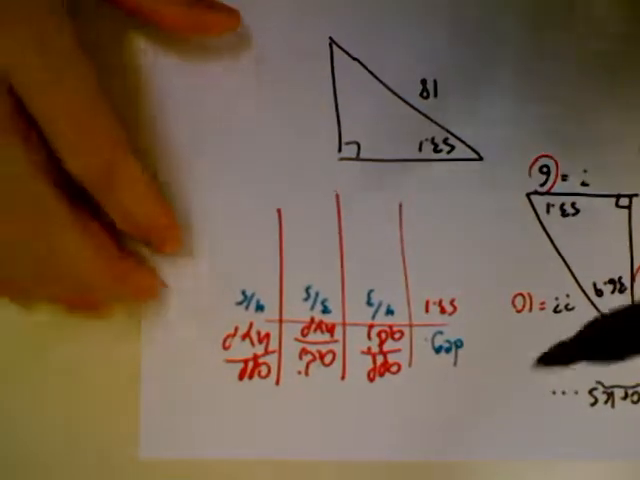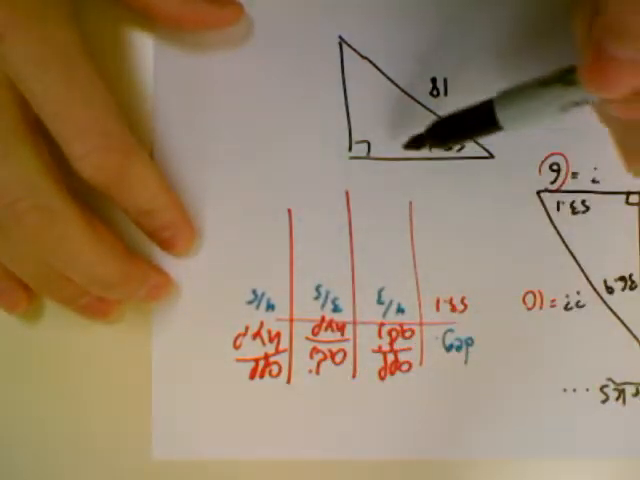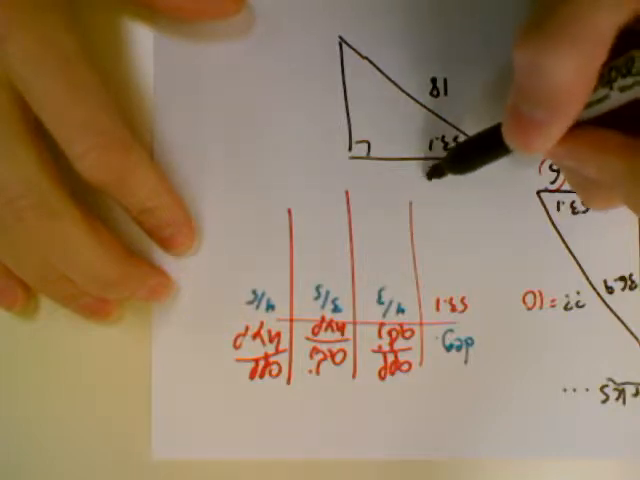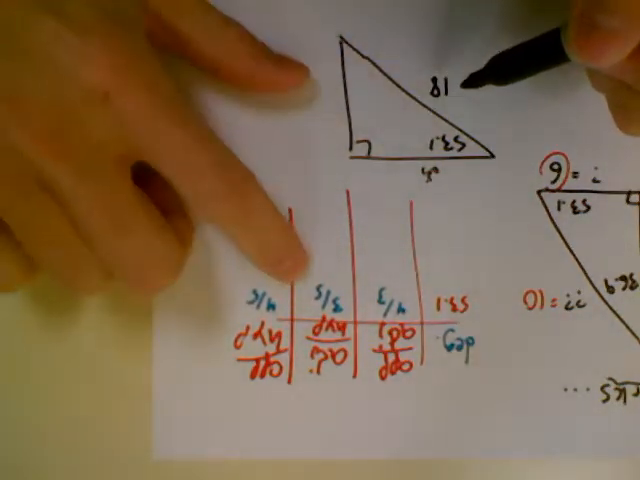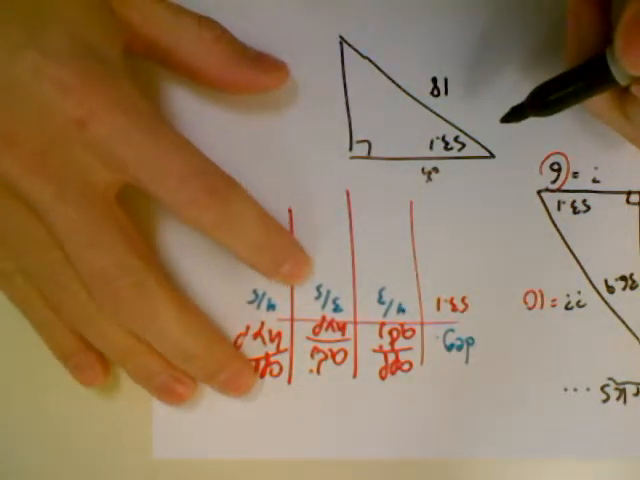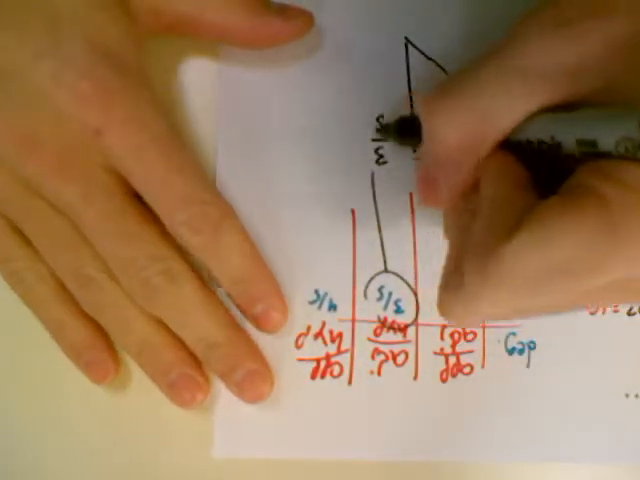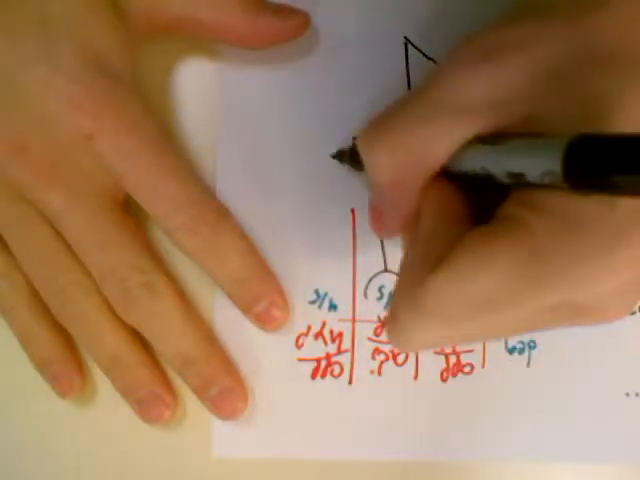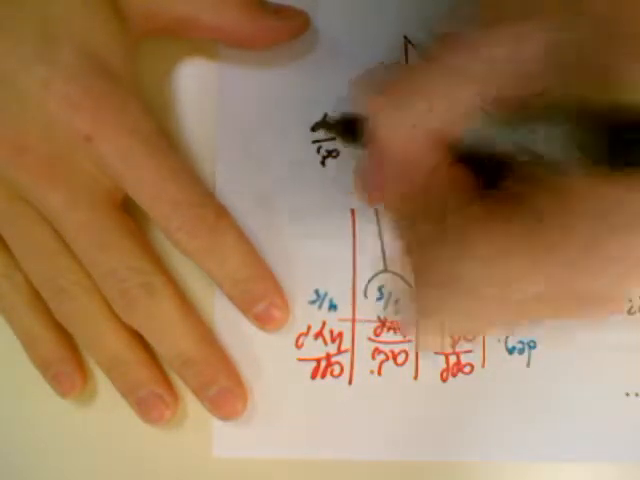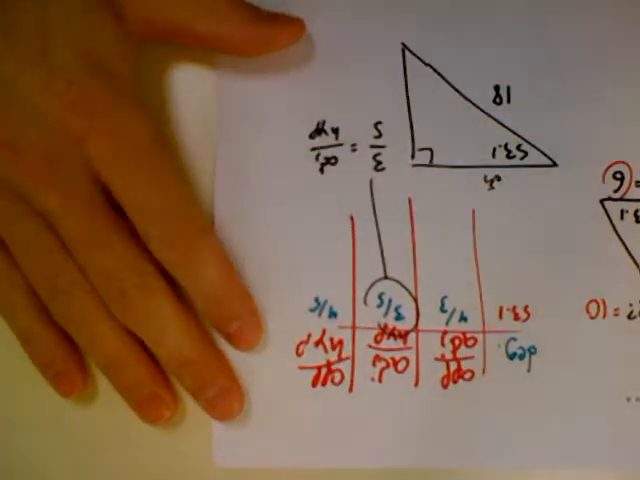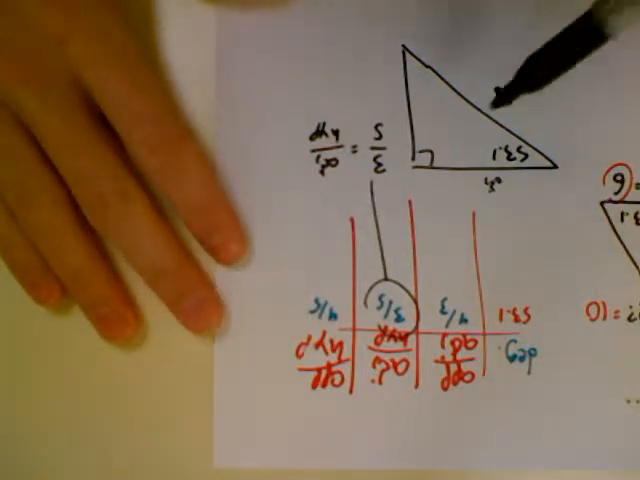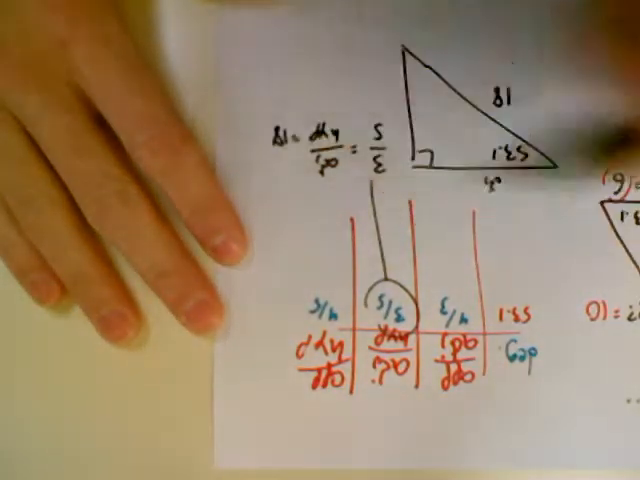Well, I know that the adjacent over the hypotenuse, which would be the adjacent side here, over the hypotenuse, should be 3 over 5. So I could say, okay, well, I should be able to take this and say, well, 3 over 5 is equal to my adjacent side over the hypotenuse, and then I could solve this and figure out what it is. Because I know my hypotenuse is 18.